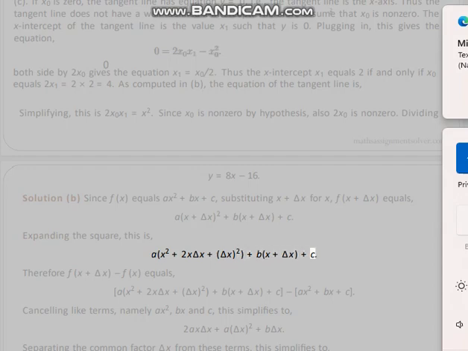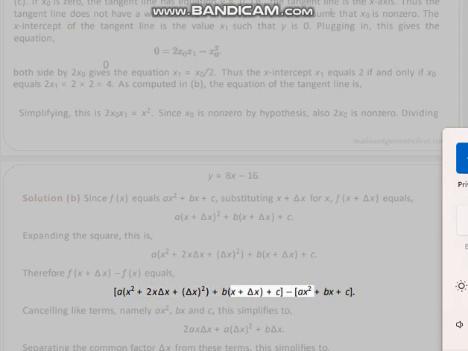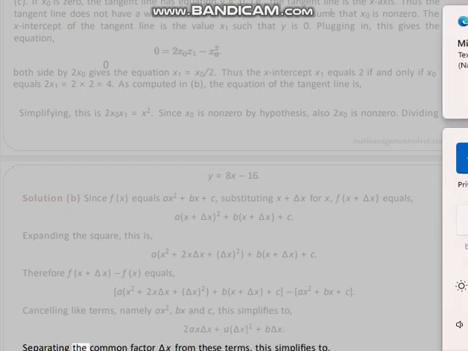Therefore f(x plus delta x) minus f(x) equals a(x² plus 2x delta x plus delta x²) plus b(x plus delta x) plus c, minus (ax² plus bx plus c). Canceling like terms, namely x², bx and c, this simplifies to 2ax delta x plus a delta x² plus b delta x. Separating the common factor delta x from these terms, f(x plus delta x) minus f(x) equals (2ax plus a delta x plus b) delta x.